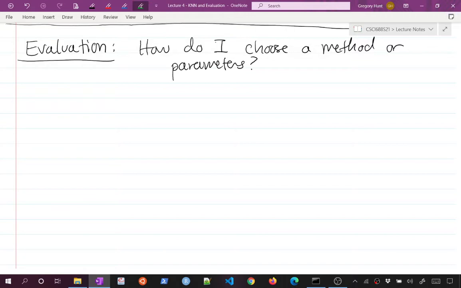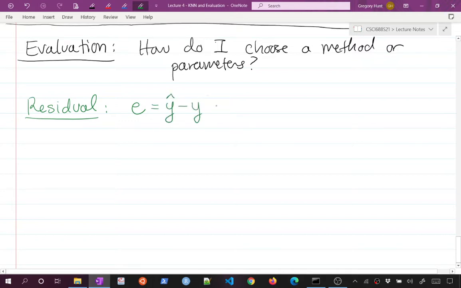Good methods? It depends on the kind of data. So the first thing we want to do is define what a residual is. The residual, let's call it E, is basically the predicted value minus the actual value. So this is predicted minus actual.